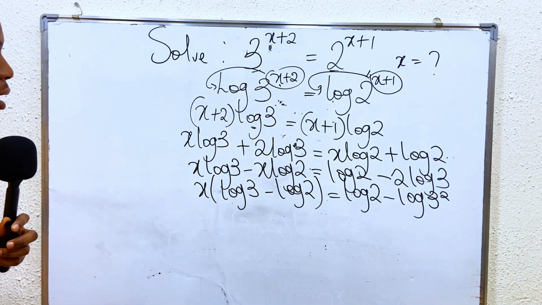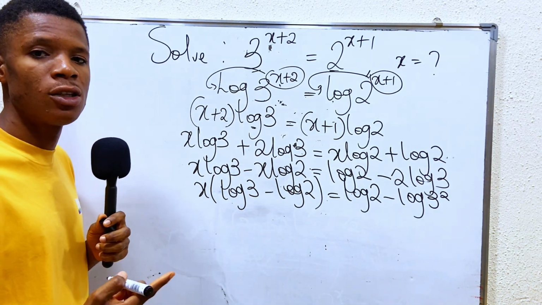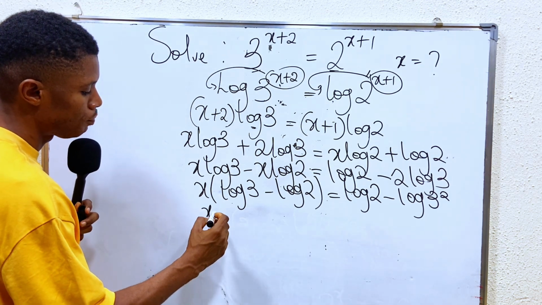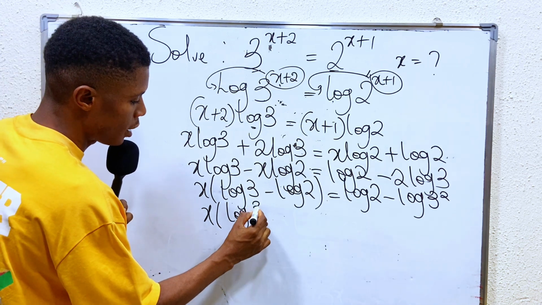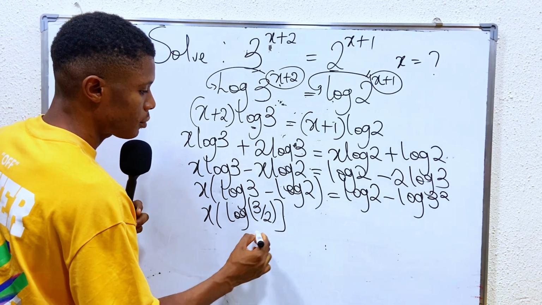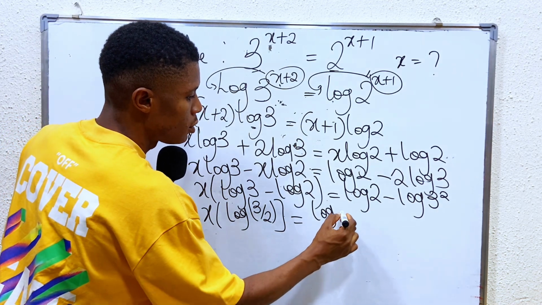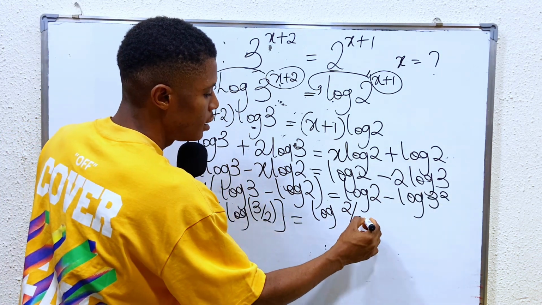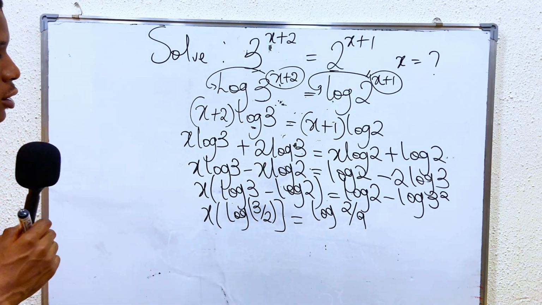So if you have this, what do you have? You have x into log of what? 3 over 2, dividing the numbers. And this is equal to log 2 divided by, since you are subtracting, 3 squared is 9, so log of 2 over 9, since you are dividing the numbers.